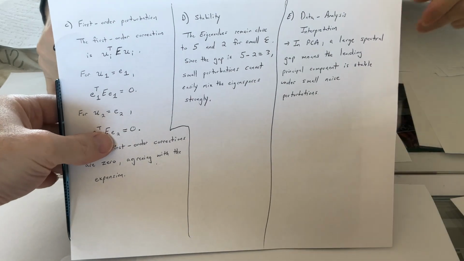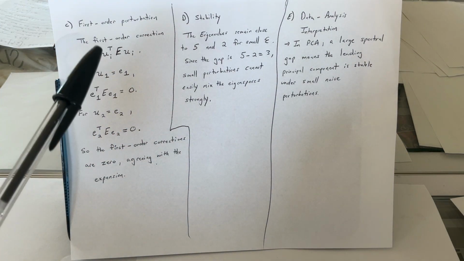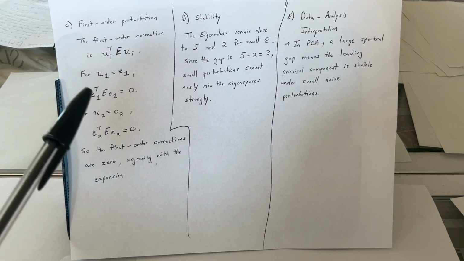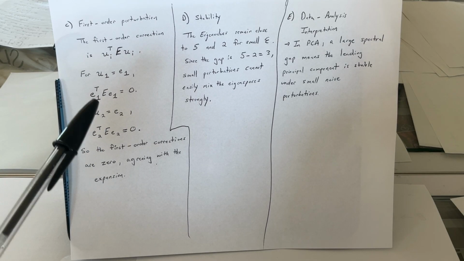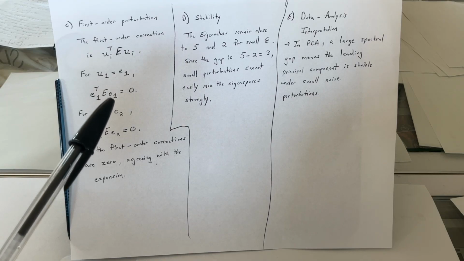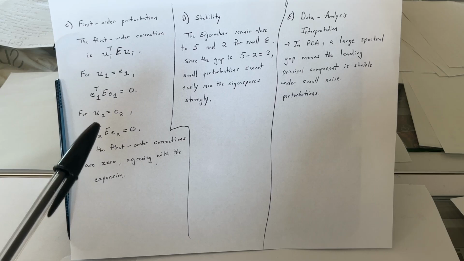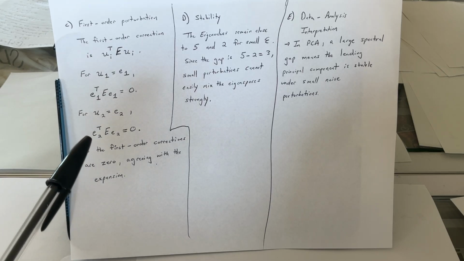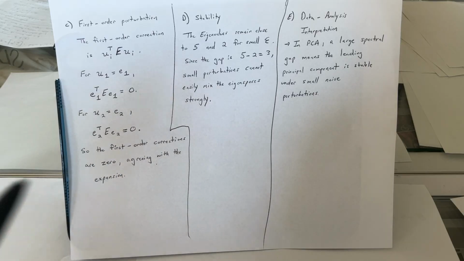Okay, so first order perturbation. Here's what the first order correction is. For u sub 1, e sub 1 transpose E e sub 1 equals 0. And for u sub 2, e sub 2 transpose E e sub 2 equals 0. So the first order corrections are 0, agreeing with the expansion.